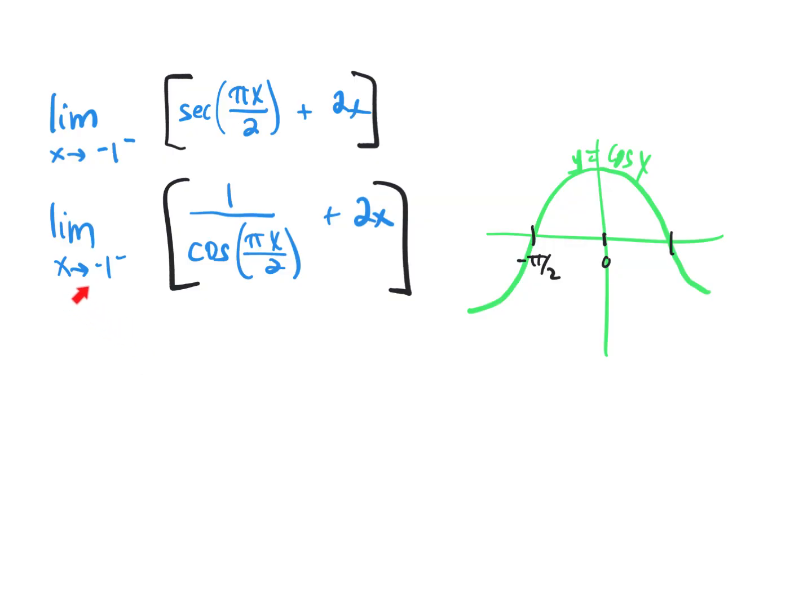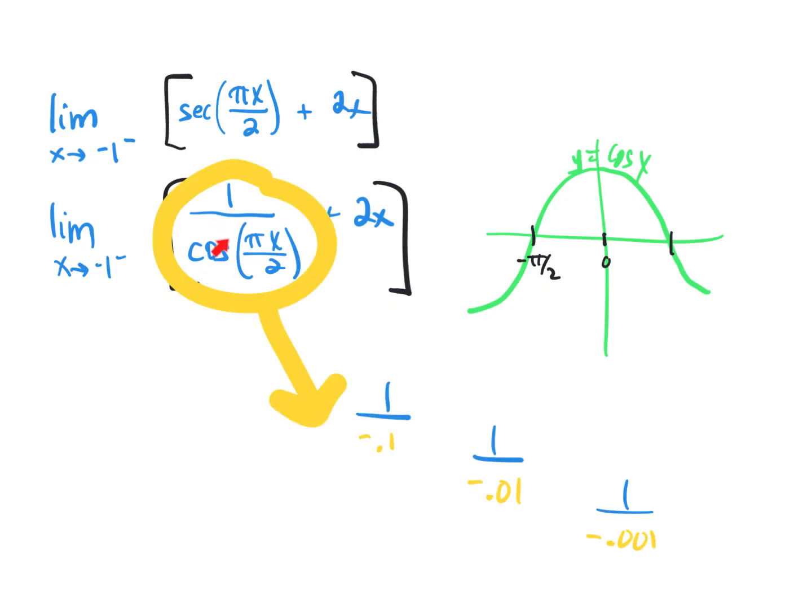So again, x is approaching -1 from the left, but that means the angle we're taking the cosine of is approaching -1 pi over 2 from the left. So the angle is approaching negative pi over 2 from the left, which means our cosine ratio is approaching 0 from underneath.